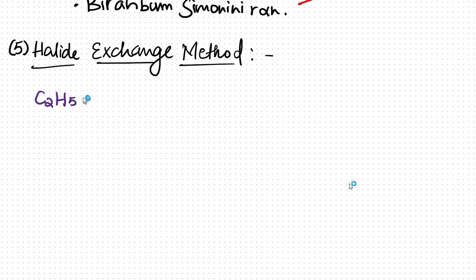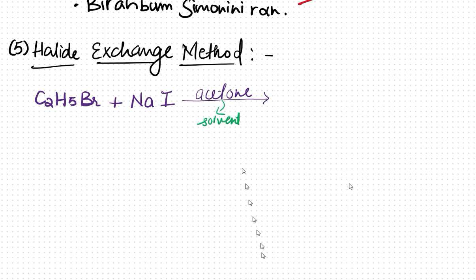Basically what we are doing is taking a bromoalkane, and you can take any haloalkane you like, and we are going to react it with sodium iodide. This reaction occurs in the presence of acetone, which is taken as a solvent. The product I'll be getting is generally C2H5I, that is, an iodoalkane. Along with that I'll also get sodium bromide.